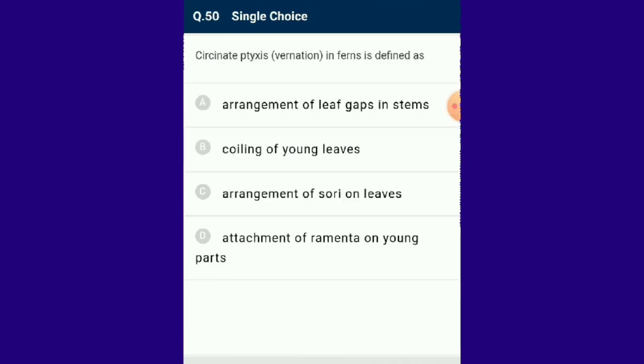Number 50. Circinate vernation, that means venation, in ferns is defined as. Pteridophytes, a diverse group of plants, have evolved more than Bryophyta in the following aspects: development of free-living sporophytic generation, development of vascular tissues, acquiring total terrestrial habitat. Some species like Selaginella develop two types of spores, reducing the gametophytic phase to a smaller independent prothallus. The rhizomatous stem of pteridophytes has two types. So the answer for this question is option B, coiling of young leaves.